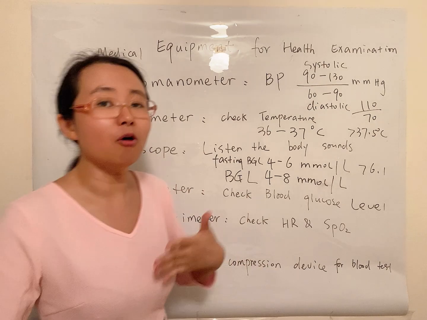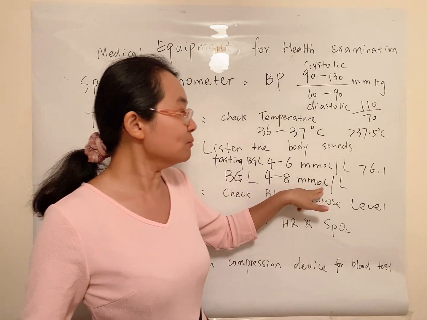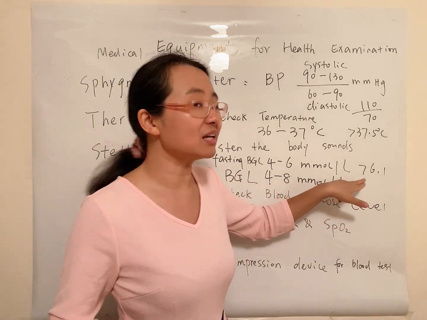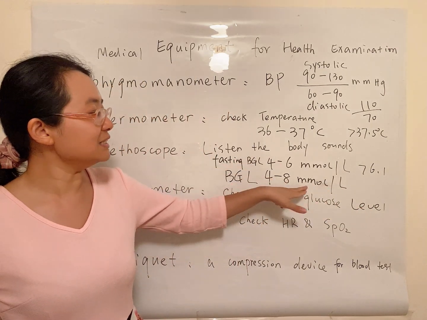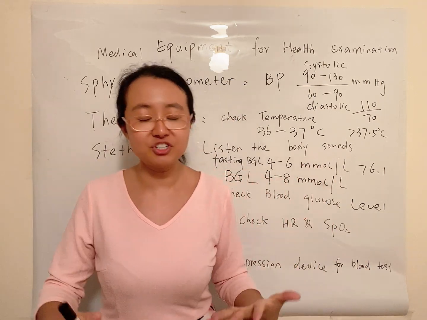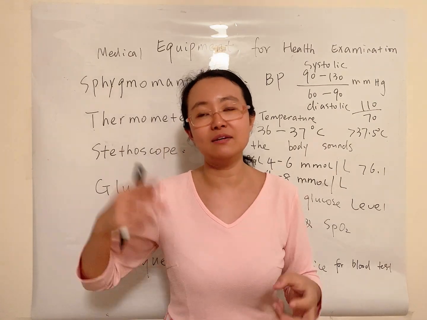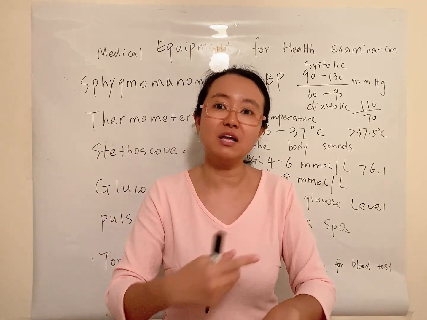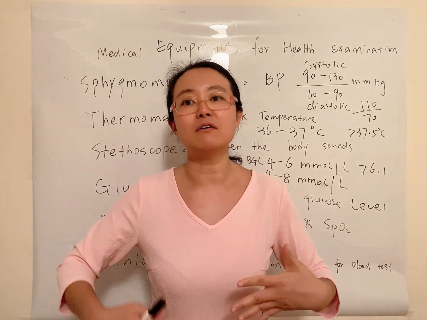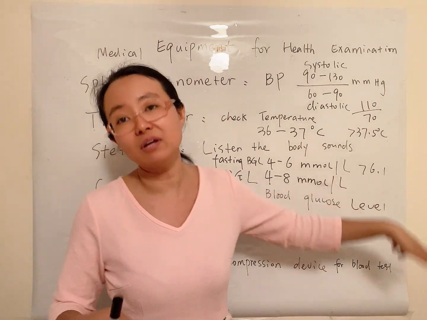Now, our normal blood glucose level should be between 4 to 8 millimole per liter. So this is the random blood glucose level. Say if you want to check your blood glucose, you go to a clinic, or you get a doctor or nurse to check your blood glucose level. Doesn't matter if you eat or not eat, whether you have an empty stomach or a full stomach, your sugar level should be between 4 to 8 millimole per liter.